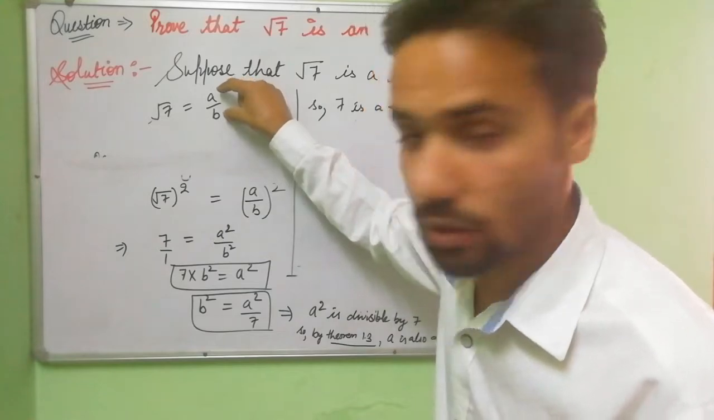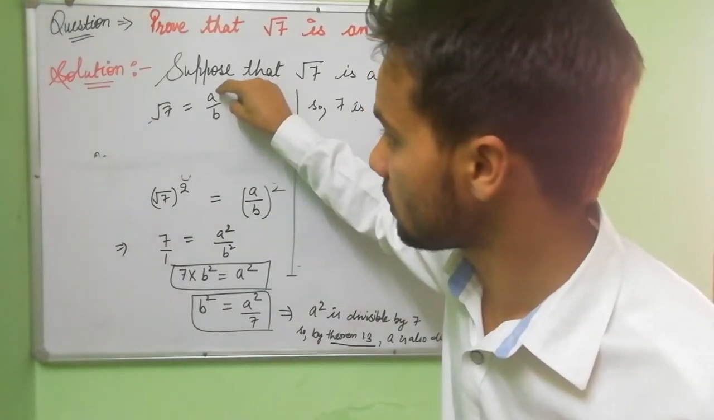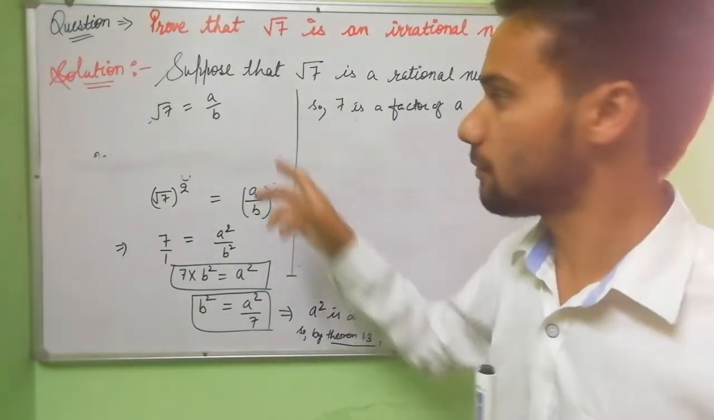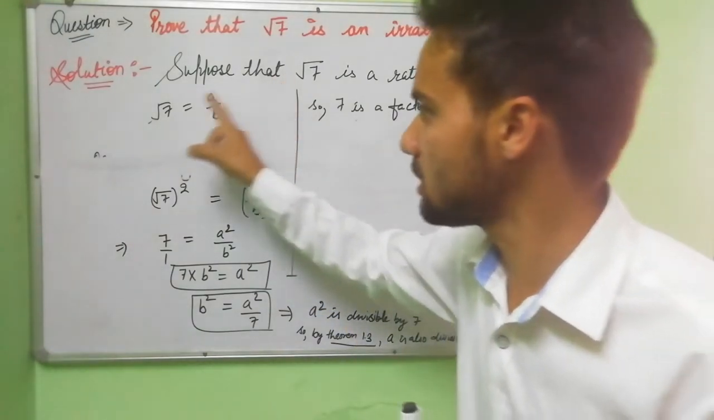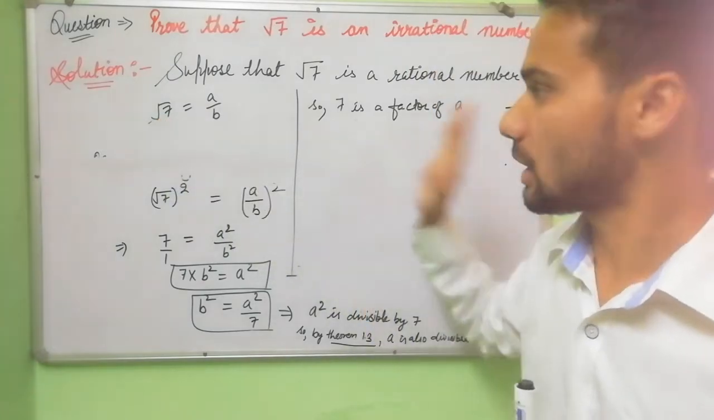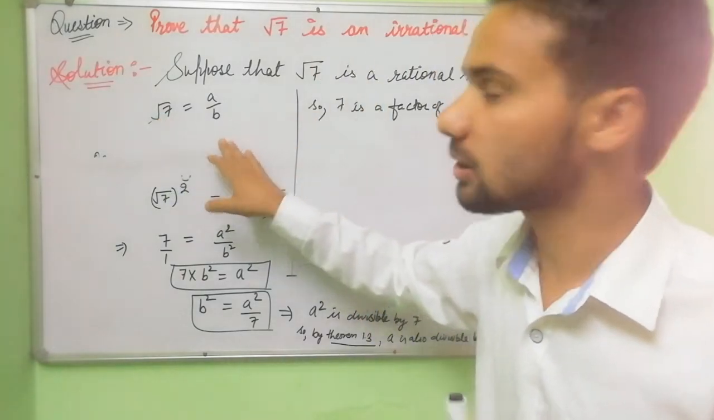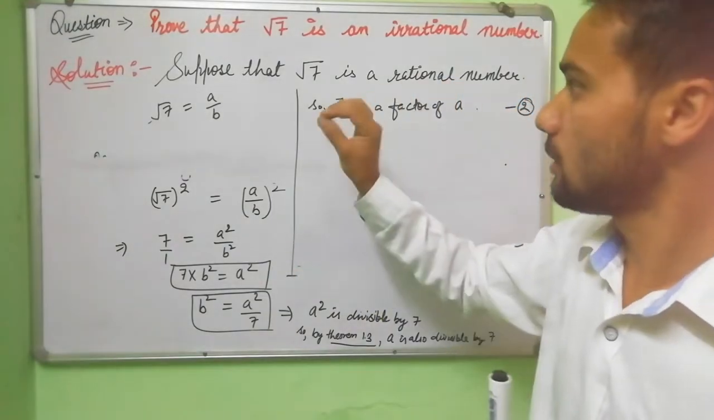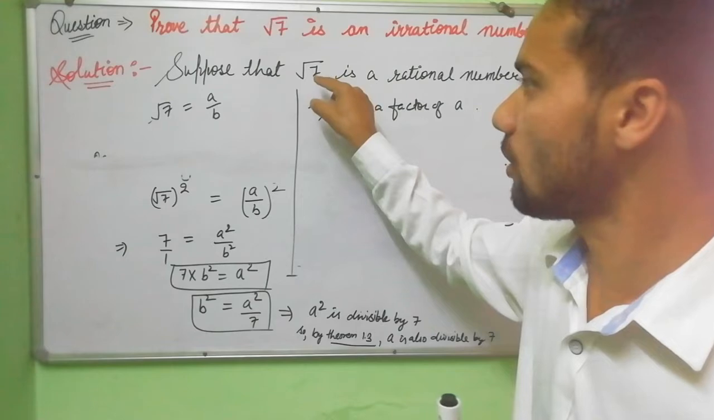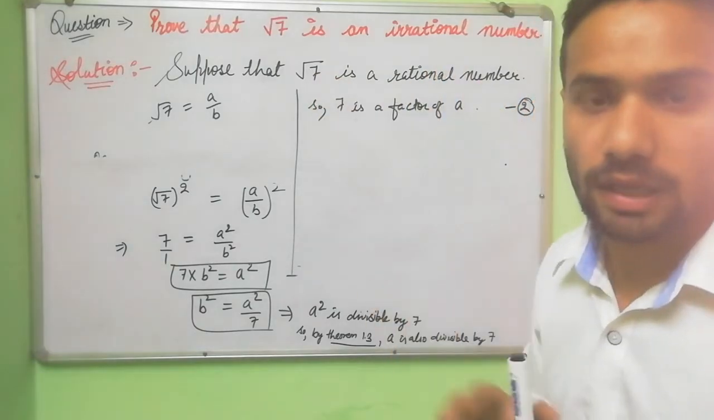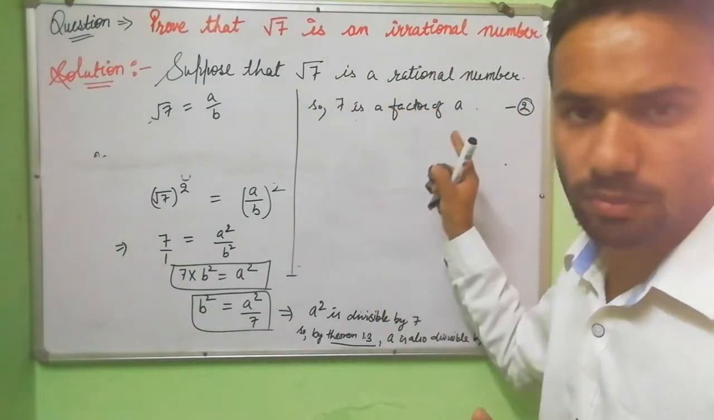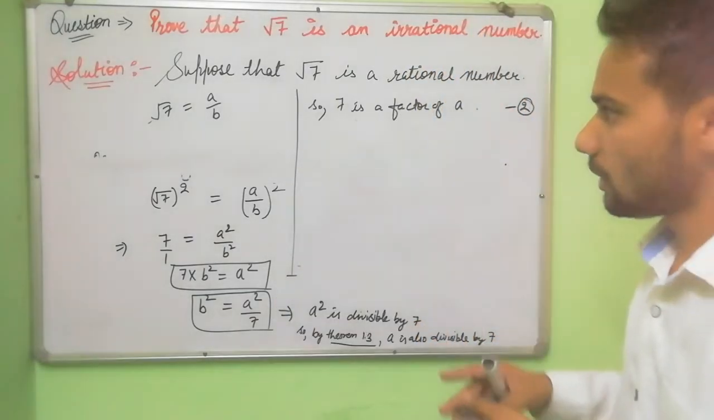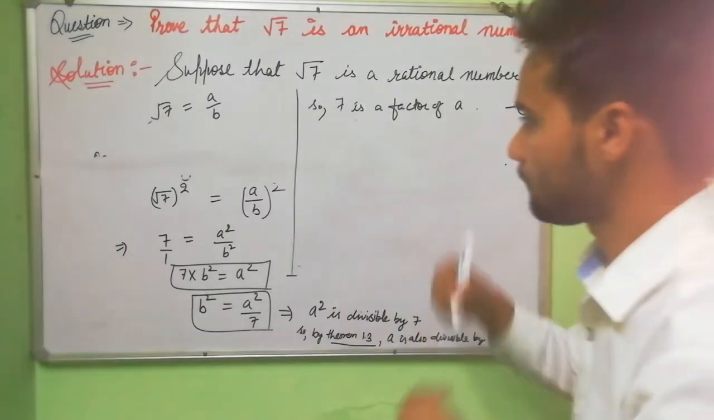If you get 2 factors, that means these two integers are not co-prime numbers. If these two integers are not co-prime, that means this is not a rational number. If it does not fulfill the conditions of a rational number, then we can say this is an irrational number. Clear? Now the second part I am proving here.